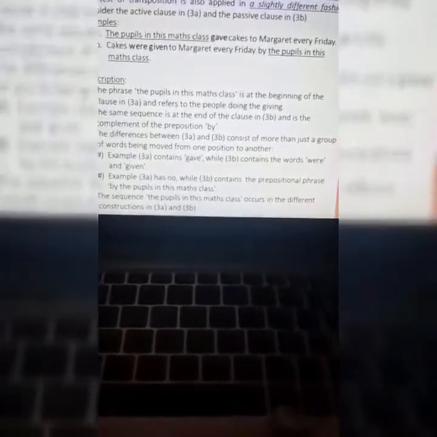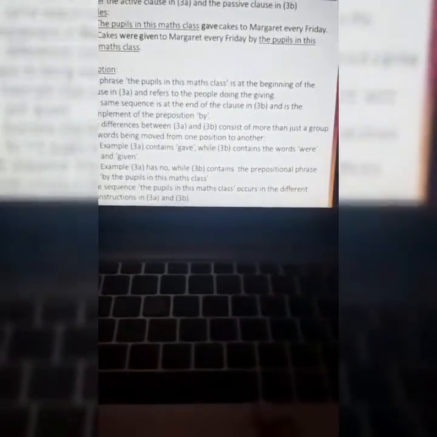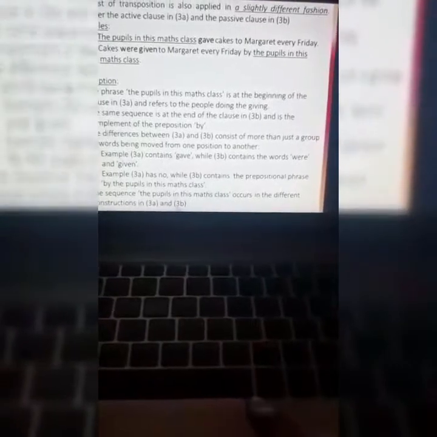Kalau yang ini juga sama ya. Dipindahkan, tapi different fashion. Yang tadinya the pupils ini di depan, sekarang di belakang pakai by preposition di sini. Example 3A contains gave, while 3B contains the words were given karena bentuk passive. Example 3A has no, while 3B contains the prepositional phrase by the pupils in this math class. And the sequence the pupils in this math class occurs in the different construction. In 3A adalah active clause, in 3B adalah constructionnya passive clause.